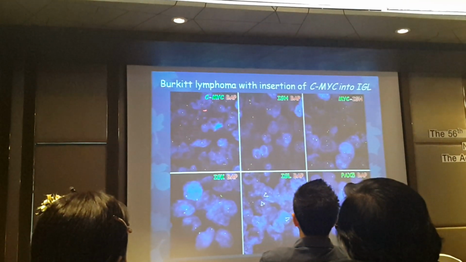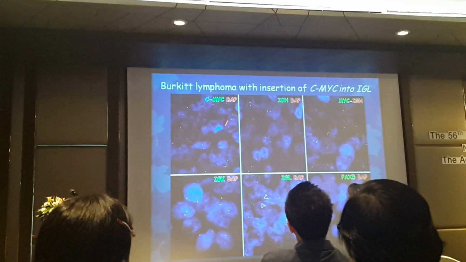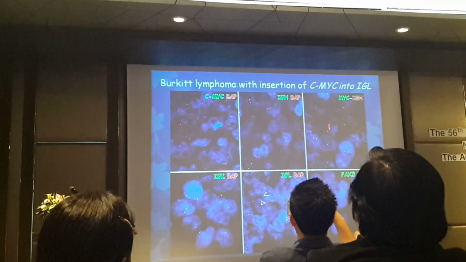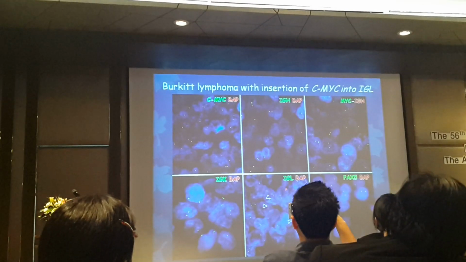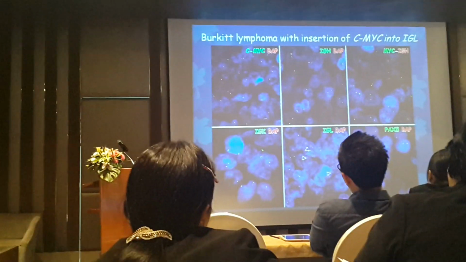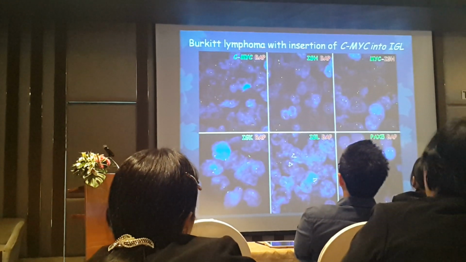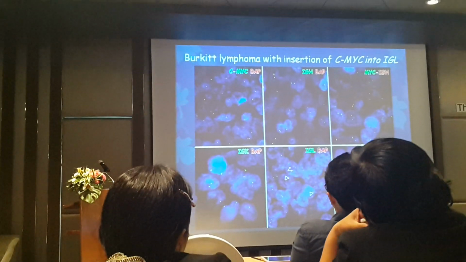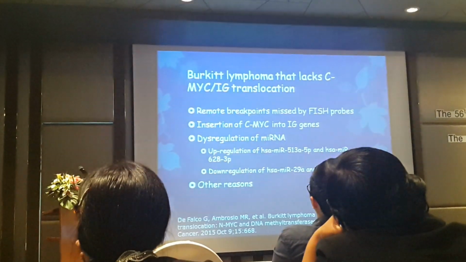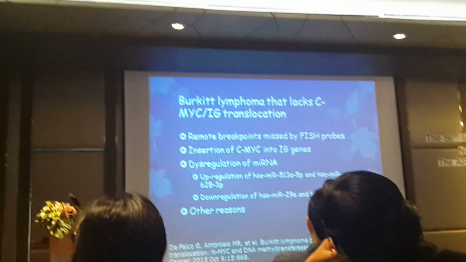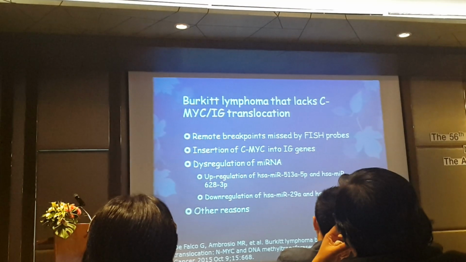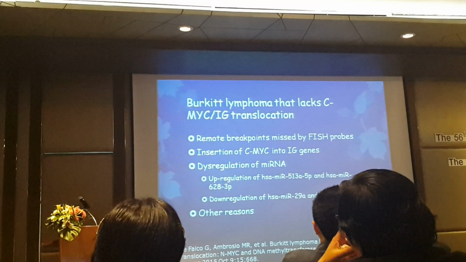This is a case where you can see that using a break-apart probe, there's no translocation, no rearrangement of c-MYC. IgH looks intact. Dual fusion, we don't see it, but if you look at IgL, by break apart, there is actually a break apart of IgL. What has happened is that c-MYC got inserted into the IgL gene, and because of that insertion, the effect is the same. There's overexpression of c-MYC, and the c-MYC protein actually is overexpressed. So sometimes this can happen.